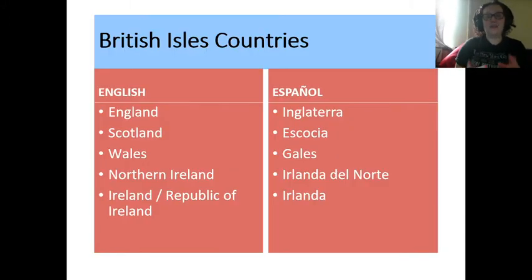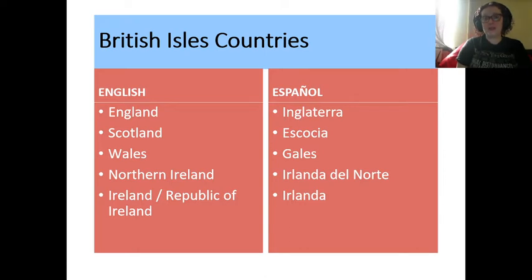And of course, I've expanded a bit more on the British Isles because I am British. But of course, the British Isles is made up of quite a few countries. So I've also expanded on that as well. So if you want to be a bit more specific, saying what country you're actually from, I've listed them here for you. So you've got England, which is Inglaterra. Inglaterra, remember to double R, that trill sound that you want to use there.